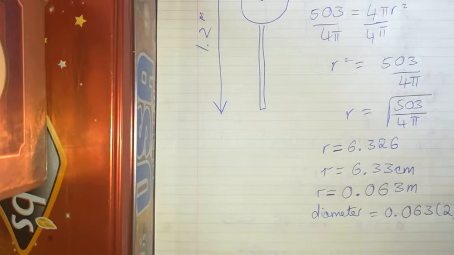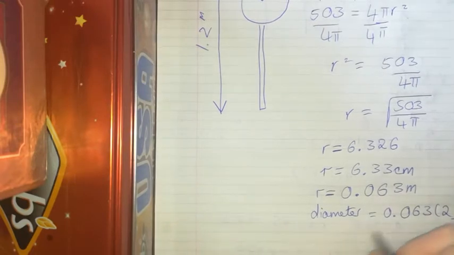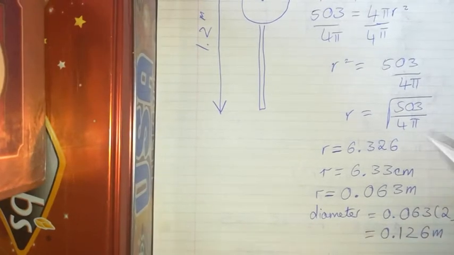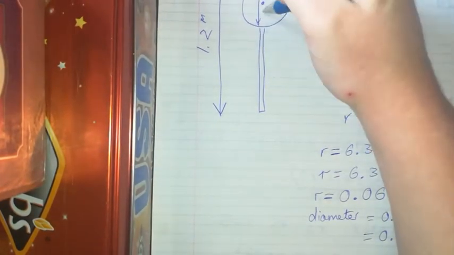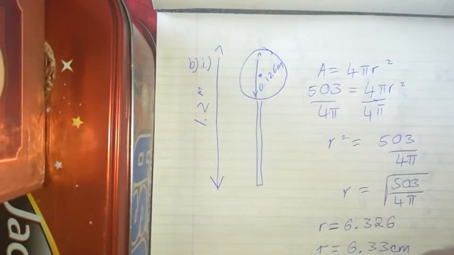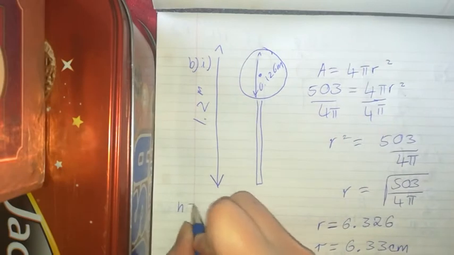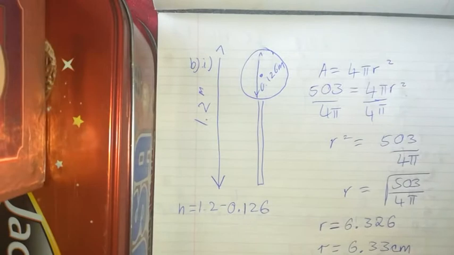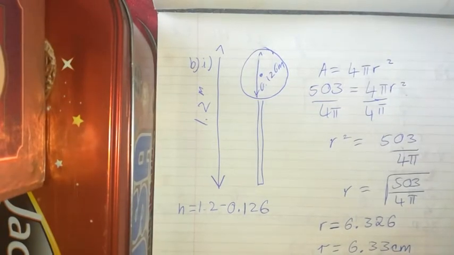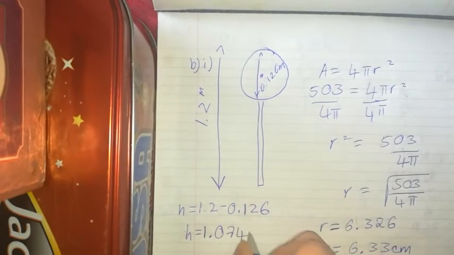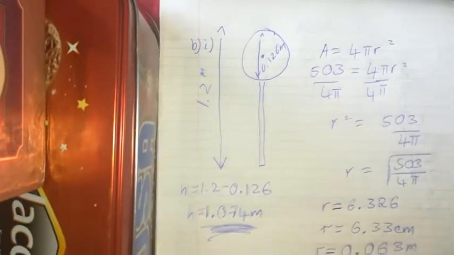0.063 multiplied by 2, and then I get the diameter is 0.126 meters. So this bit here is 0.126 meters. So if I just want to get the height of the bar, the height is going to be 1.2 take 0.126, and then I get the height is equal to 1.074 meters, and that is our answer for that.